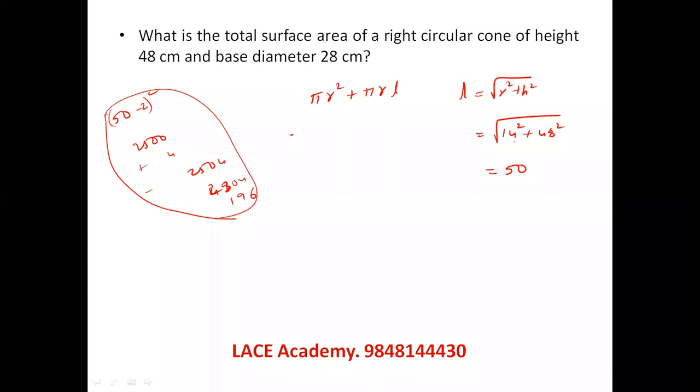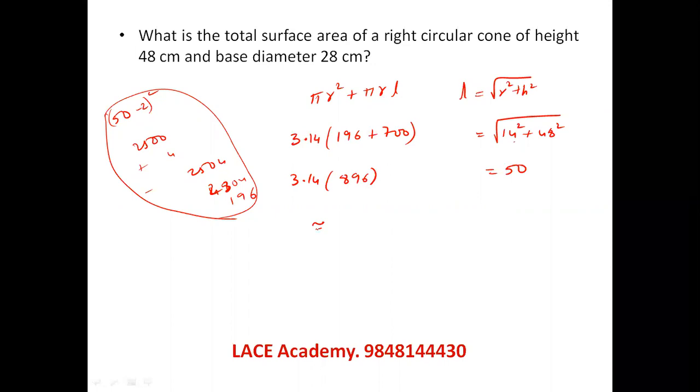So let us say pi we will take out 3.14 into r square 196 plus r into L. Or you can say actual r can be taken out, but still 196 plus r into L. R is 14, 14 into 50 is 700. So 3.14 into, you can see 896, which is nearly equal to 3.14 into 900 approximated, which is 314 into 9. So what is 314 into 9? You can see 300 times is 2700, 2790 and 36. So you will be getting 2826, so nearly 2800 something.